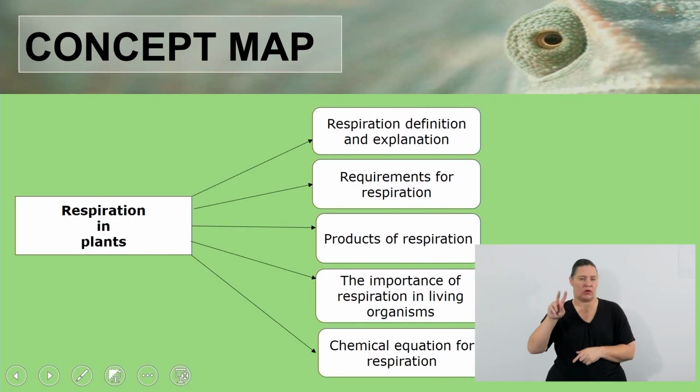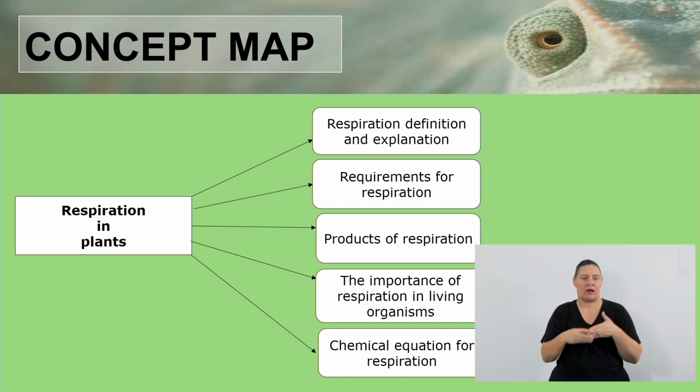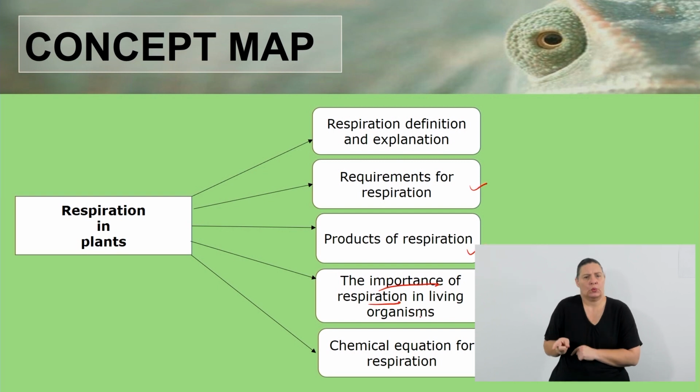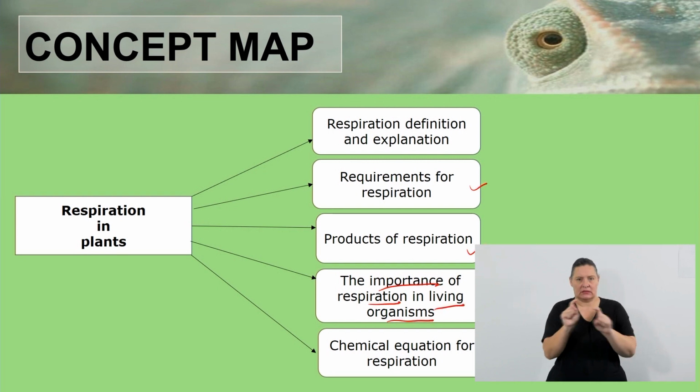So this is our concept map, which gives us guidance as to how our lesson is structured for today. The first concept that we are going to tackle is respiration definition and explanation. We will then move on to requirements of respiration, and then we are going to speak about the products of respiration. We will then look at the importance of respiration in living organisms, and then lastly we are going to look at the equation for respiration.